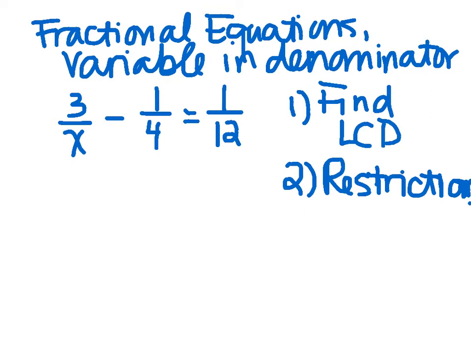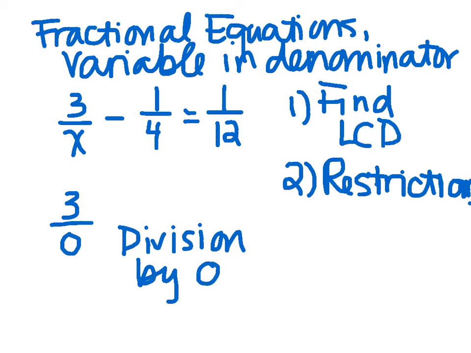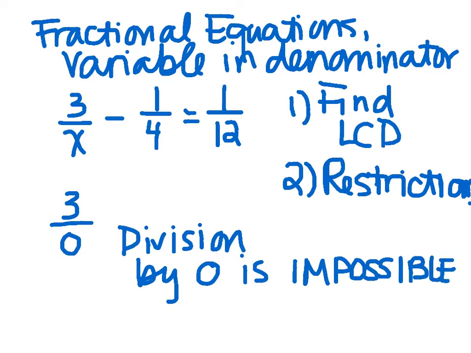Restrictions are any value for the variable that would make a denominator equal to 0. And the reason is this. If I say 3 divided by 0, that means how many groups of 0 are there in 3? Well, I could put infinite groups of 0 together and I'd never get up to 3. So because of that, division by 0 is impossible. And therefore, we cannot have any solutions that would make one of the denominators equal to 0, hence restrictions. I'm going to turn the page and rewrite the problem to start over.